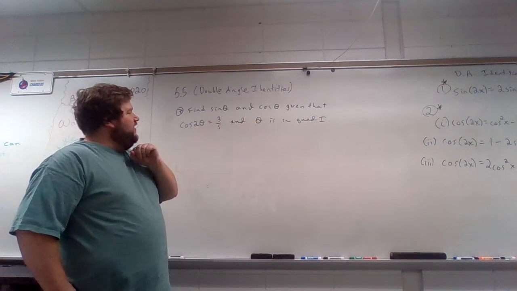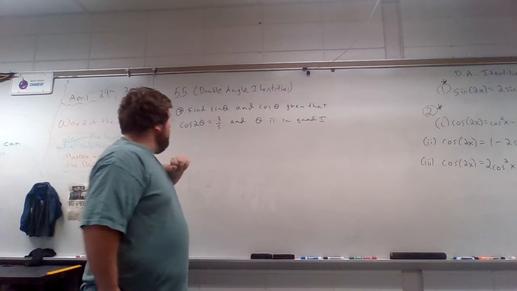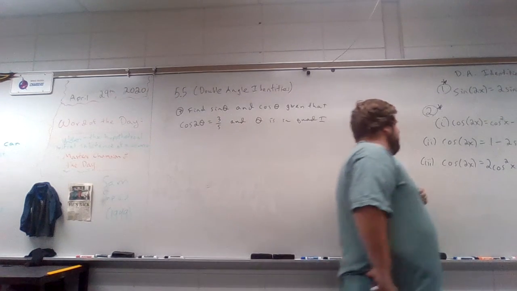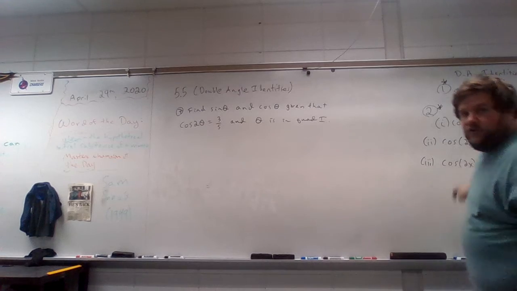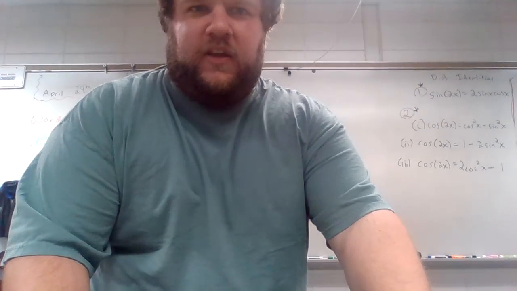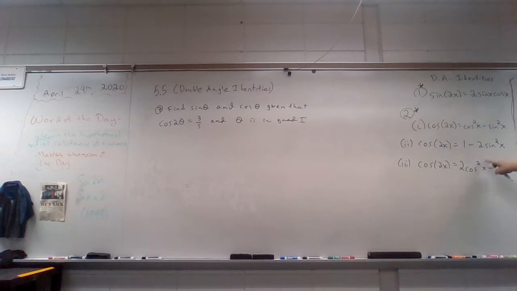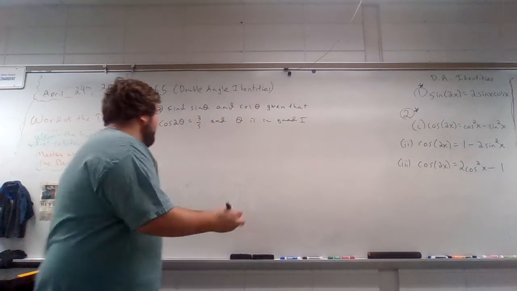But we want to find sine theta and cosine theta, given that cosine of 2 theta is 3/5 and theta is going to be in quadrant 1. So basically, I look over at these identities and I like what I see. Because this one, if I know what cosine of 2 theta is, I can use that to go through and find sine theta. If I know what cosine of 2 theta is here, I can use that to go through and find cosine theta. So the idea is just to directly apply those identities.